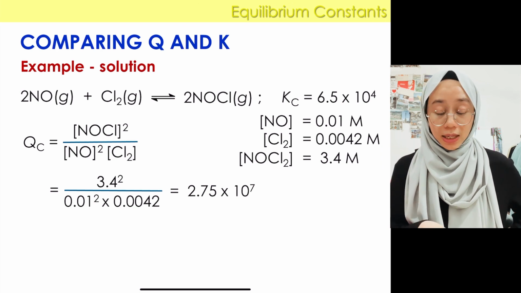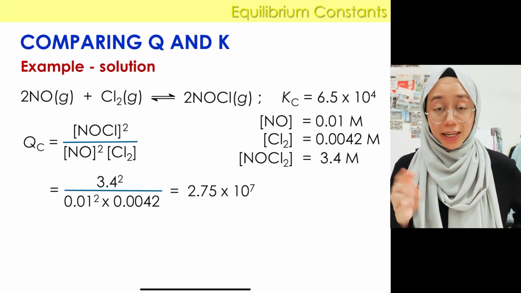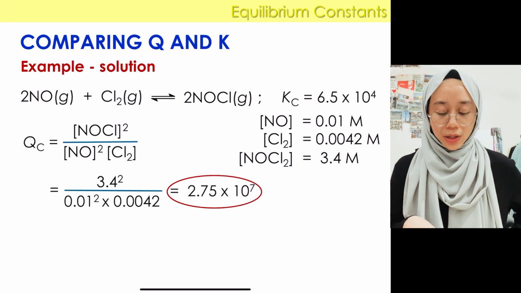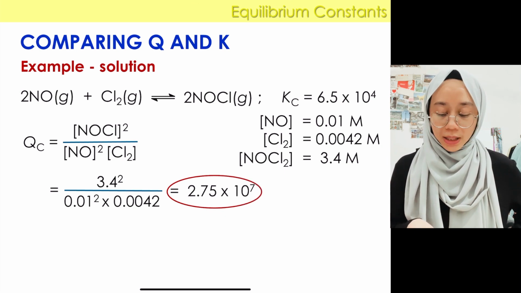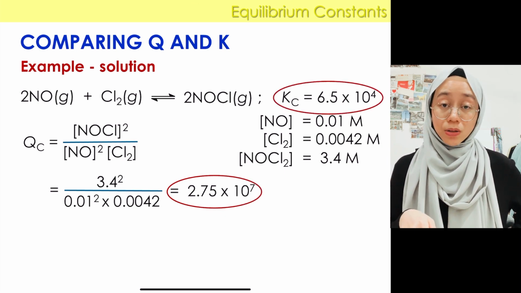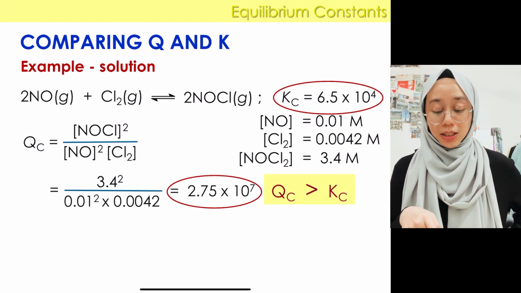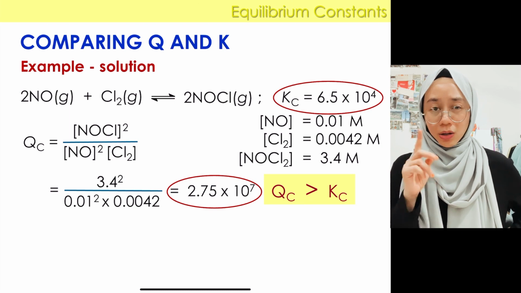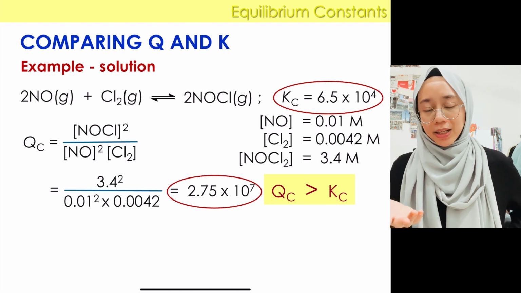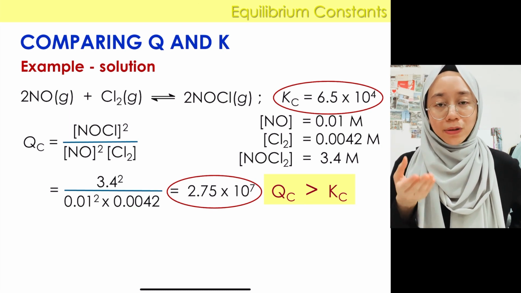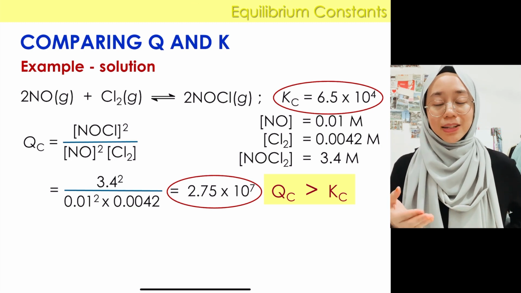Okay, so as you can see, now kita compare lah antara QC dengan KC. So the QC value here, bila kita compare dengan the KC value, so it is larger ataupun smaller. So in this particular case, Q is larger than K. Okay, so kalau Q is larger than K, so macam saya cakap tadi, the system has not yet reached equilibrium. So obviously memang dia tak reach lagi equilibrium.